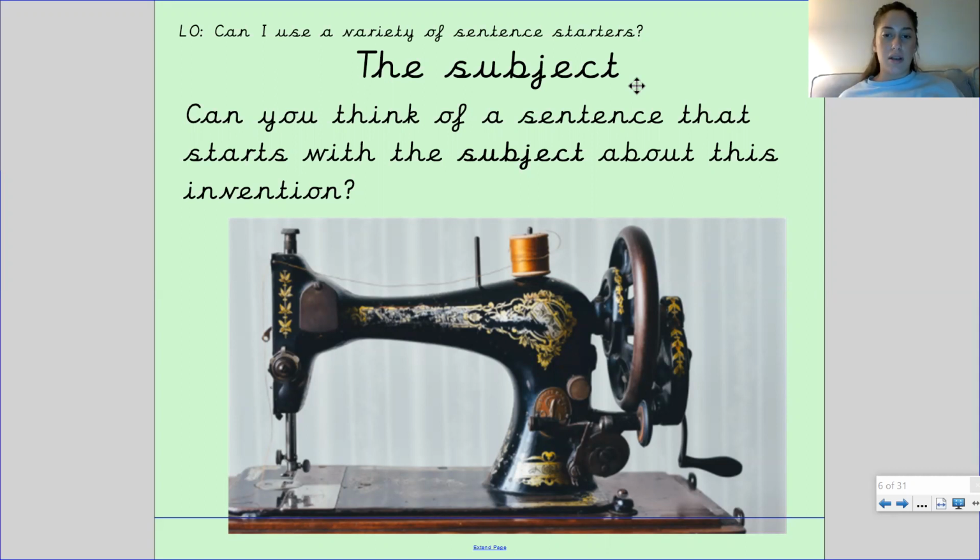The sewing machine broke last night as I had been using it for many hours. You could have come up with a variety of different sentences about this picture. You could have used I as a subject, or any other examples. You could have used the sewing machine as the subject, but it just has to start with a subject followed by a verb.